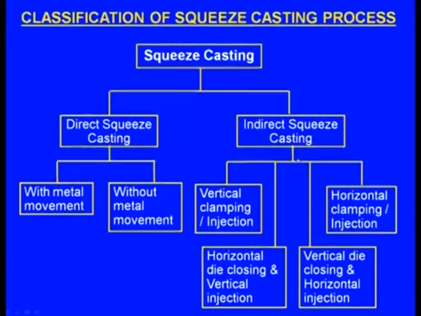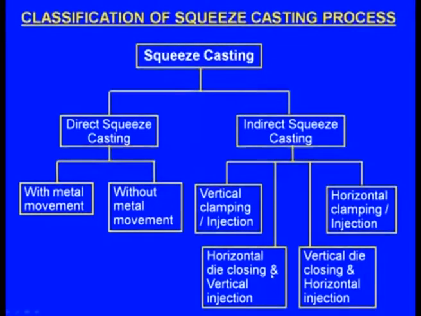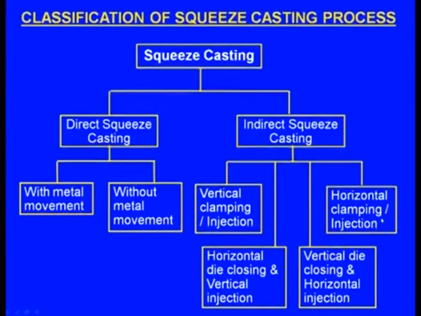Under the indirect squeeze casting there are four types. One is the vertical clamping and injection, second is the horizontal die closing and vertical injection, third is the vertical die closing and horizontal injection, and the fourth is the horizontal clamping and horizontal injection.